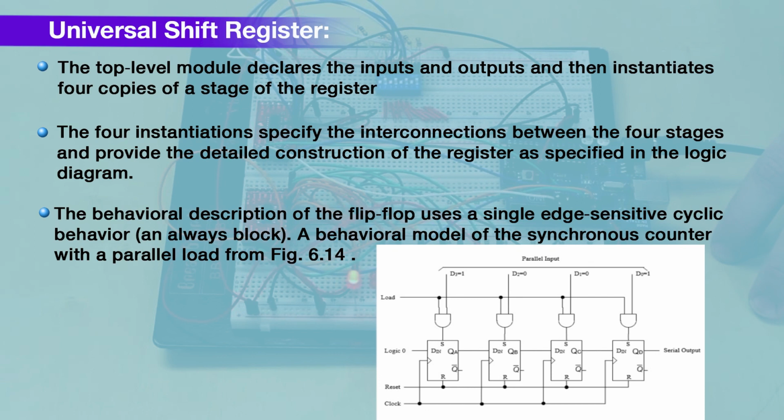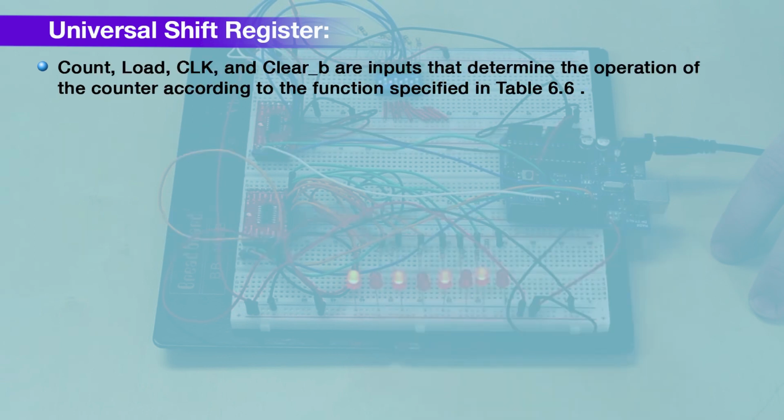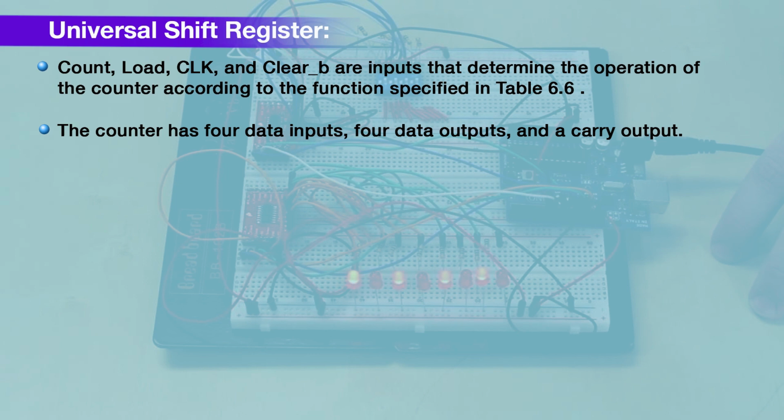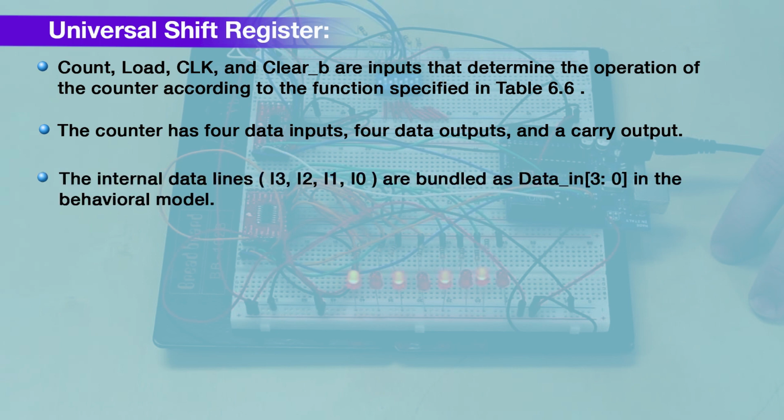A behavioral model of a synchronous counter with parallel load is shown in the figure. Count, load, clock and clear B are inputs that determine the operation of the counter according to the function specified in the table. The counter has 4 data inputs, 4 data outputs and a carry output. The input data lines I3, I2, I1, I0 are bundled as data in.